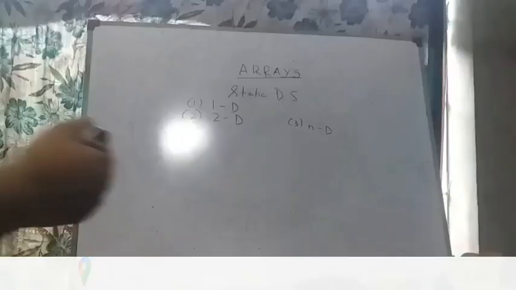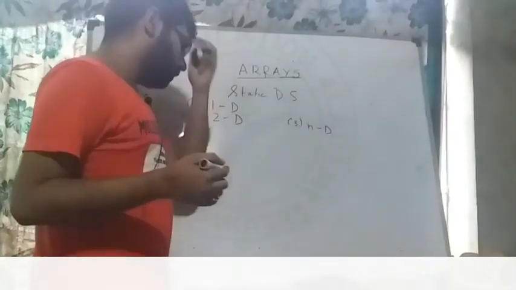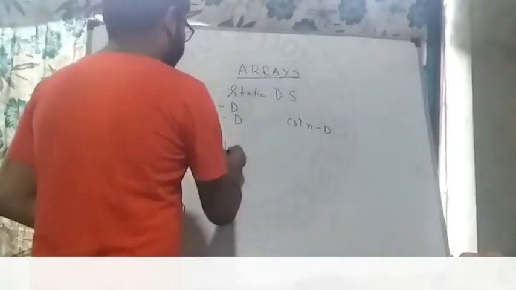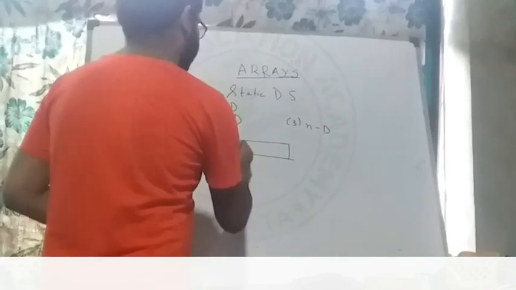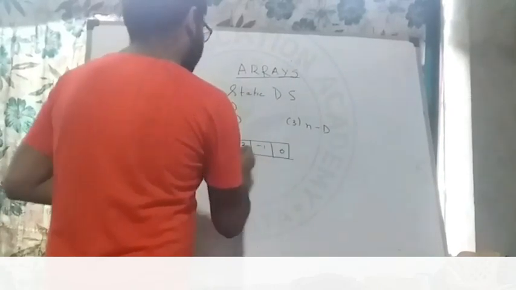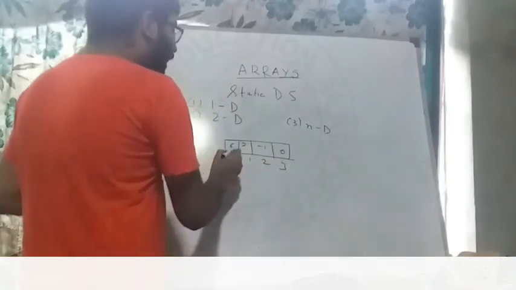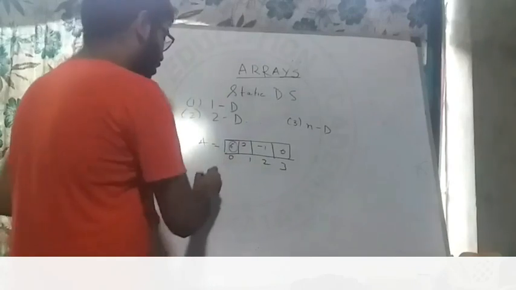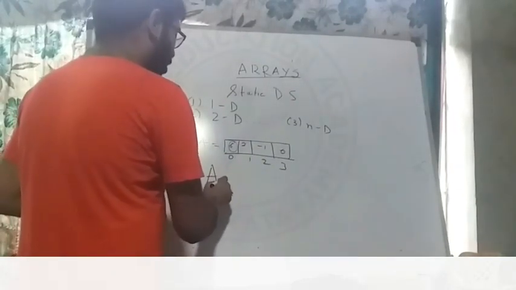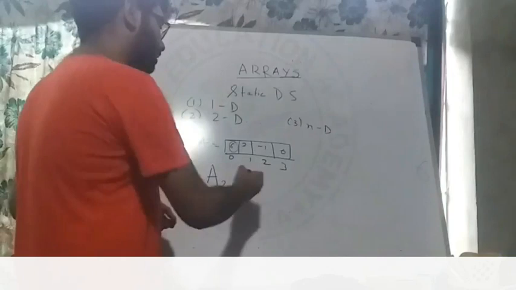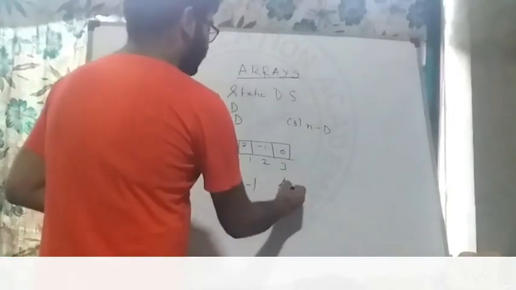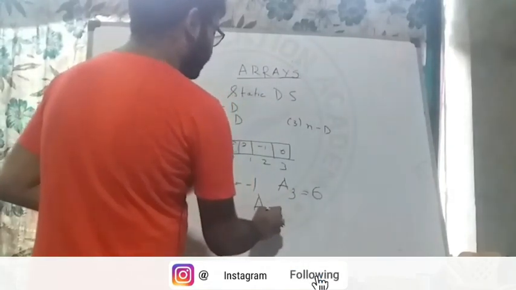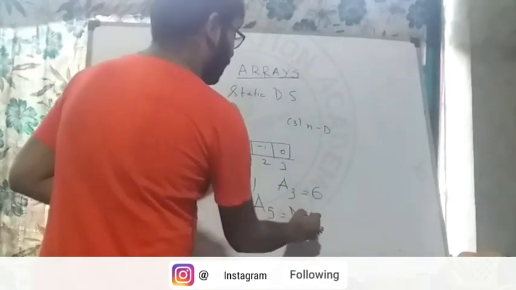So coming to the point, it can be a one-dimensional array, two-dimensional array or three-dimensional array. One-dimensional array, we have already given the example. Why is it one-dimensional? Because only one index determines the element. For example, if it is asked to write the element in the second index, we can write -1. The element present in the third index, we can write 6. The element present in the fifth index, we will write null.